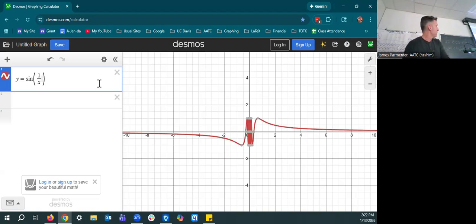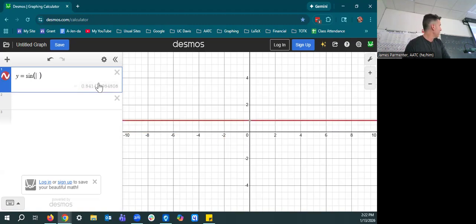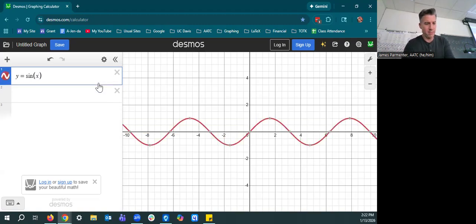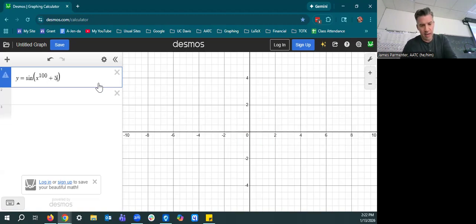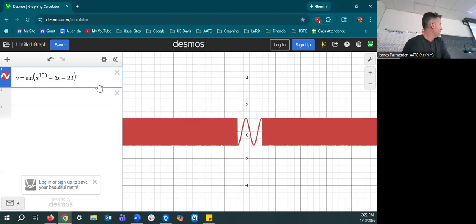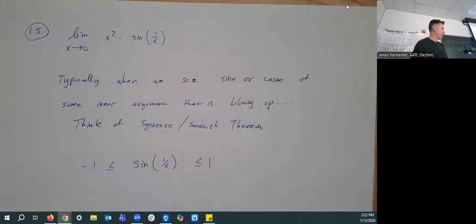Really, type anything you like in here. x to the 100th power plus 5x minus 22. I don't know. It looks bizarre, but still between negative 1 and 1. No matter what, the biggest output sine can ever have is 1, because the only way you get there is if you do sine of pi over 2. The smallest output is negative 1.